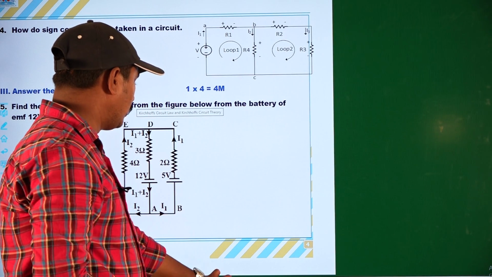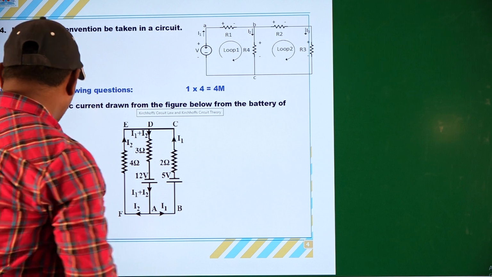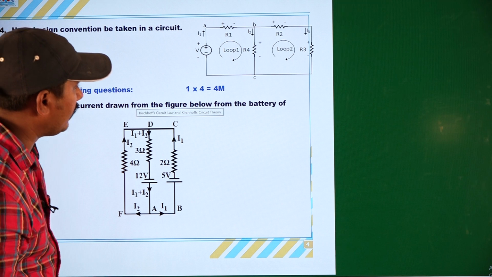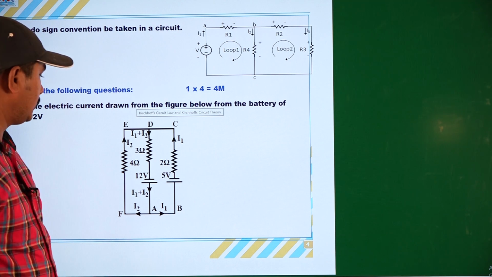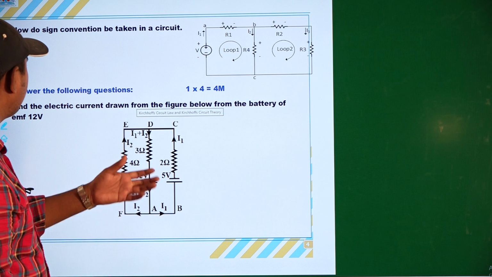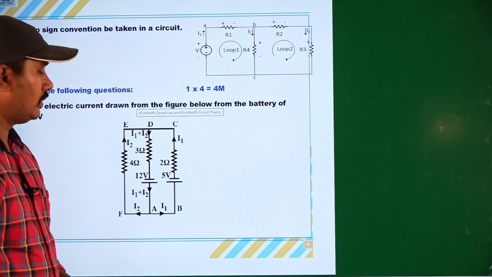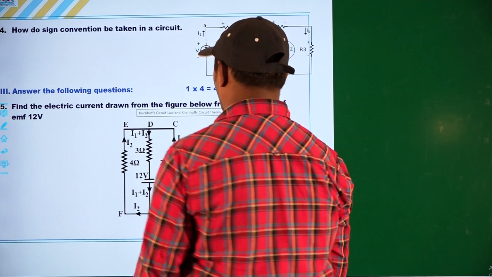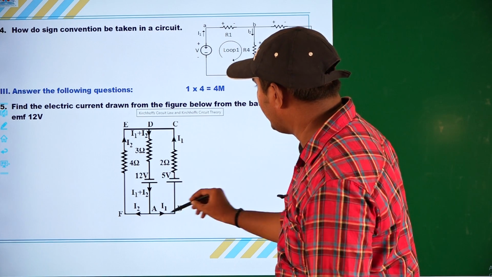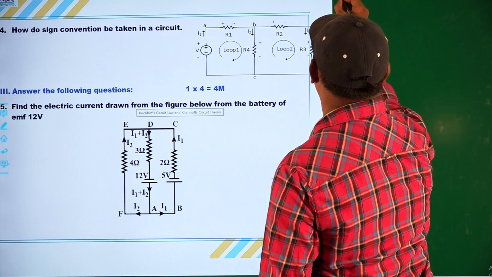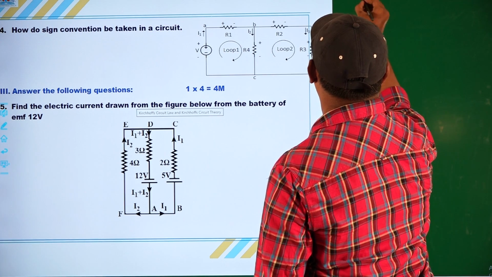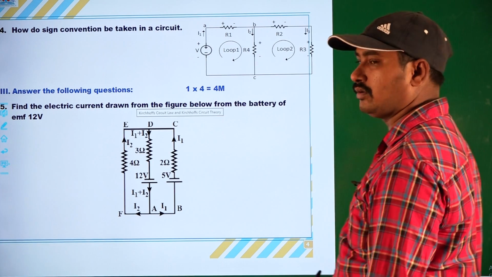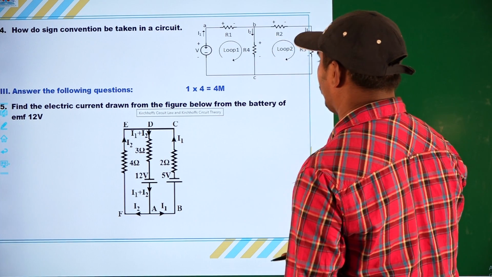Next, let's discuss question number 5. See question number 5 here. Find the electric current drawn from the battery of EMF 12 volts in the figure below. So this is the diagram. Just now we discussed some sign conventions in a circuit. According to those rules, first of all take a loop. The loop is DABCD. In the loop DABCD, the total potential difference must be equal to 0.